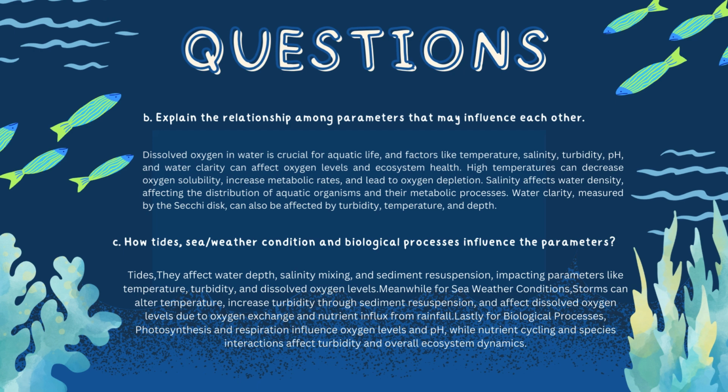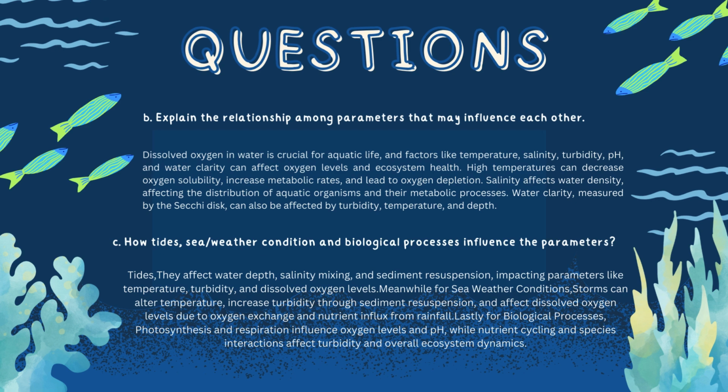Next is question 4. B. Explain the relationship among parameters that may influence each other. Dissolved oxygen in water is crucial for aquatic life, and factors like temperature, salinity, turbidity, pH, and water clarity can affect oxygen levels and ecosystem health. High temperature can decrease oxygen solubility, increase metabolic rates, and lead to oxygen depletion. Salinity affects water density, affecting the distribution of aquatic organisms and their metabolic processes. Water clarity, measured by Secchi disk, can also be affected by turbidity, temperature, and depth.